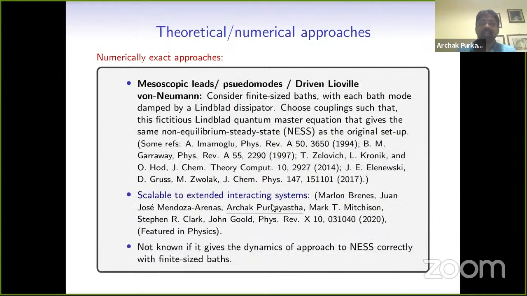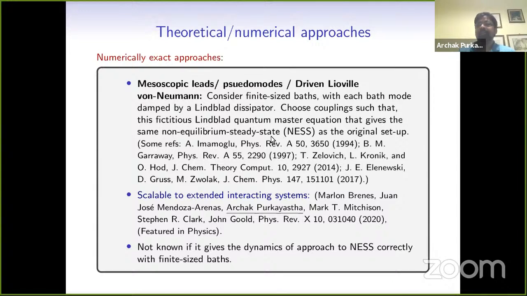And then there is a slightly different set of techniques, which goes by various names like mesoscopic leads, pseudomodes, sometimes called driven Liouville-von Neumann, and this name is usually popular in quantum chemistry. This is slightly different. It says the bath is infinite, in the thermodynamic limit, but we cannot simulate that. So we'll take a bath which is finite, and we'll add a Lindblad dissipator to each bath mode. I'll do that phenomenologically, in such a way that this fictitious Lindblad equation has the same non-equilibrium steady state as the original setup.